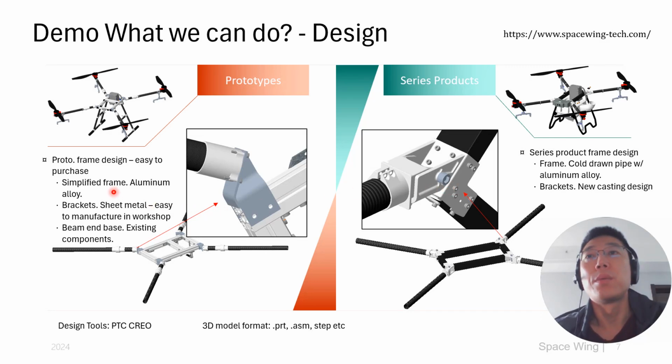So we use a very simple frame. You see, we use aluminum alloy. This is a standard part, and we can easily buy it in the market. The brackets are also very easy, and the bar is also very easy to buy. These parts are very easy, especially these components, to make sure our design could be unfolded.